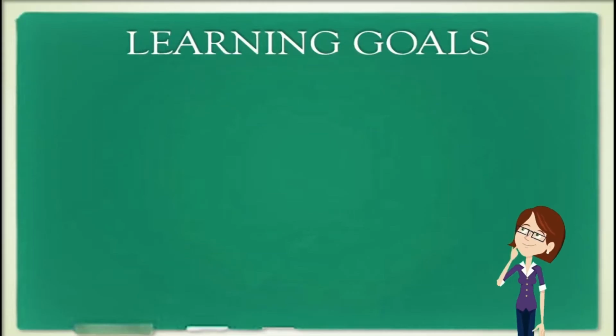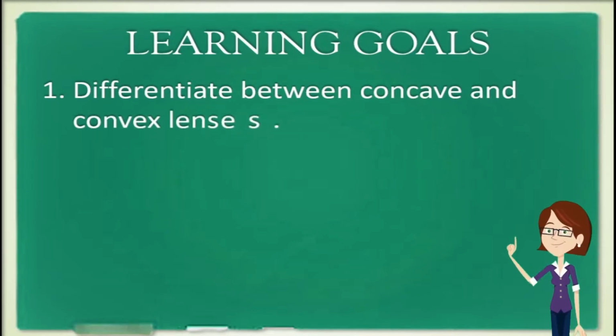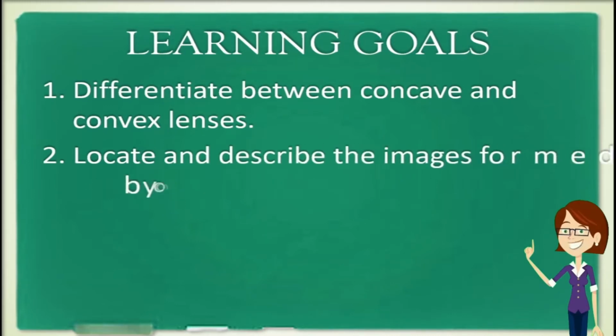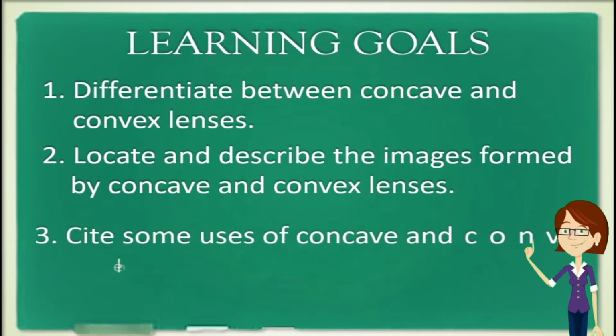These are the learning goals for this session. Number 1. Differentiate between concave and convex lenses. Number 2. Locate and describe the images formed by concave and convex lenses. And number 3. Cite some uses of concave and convex lenses.